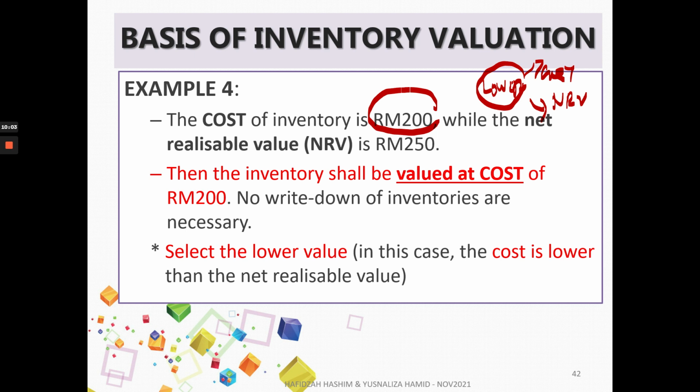If this is the case, there is no adjustment needed to the inventories, and therefore there is no write down needed since the cost is lower than the net realizable value. So the most important highlight here is that you need to select which one is the lower value. In this case, the cost is lower than the net realizable value. So there are no adjusting entries needed as there is no write down of inventories.